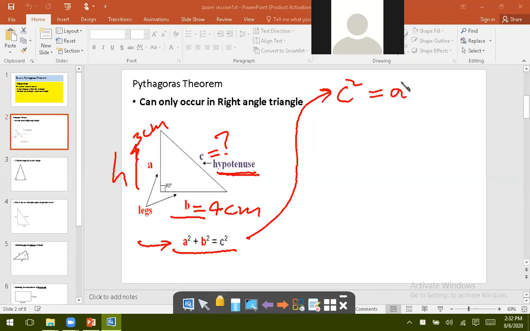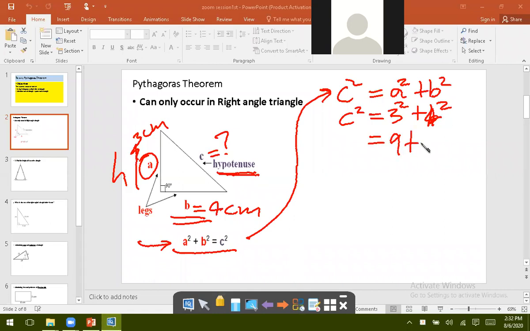We have said that a is 3 cm. So 3 squared plus b, which is this side here, which is 4, and 4 squared. C squared is 3 squared plus 4 squared. So 3 squared is 3 times 3, which is 9, plus 4 squared is 4 times 4, which is 16, equals 25. Okay, c squared is 25.